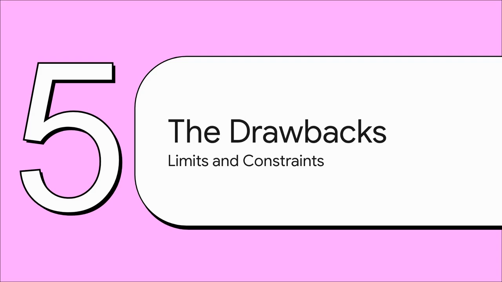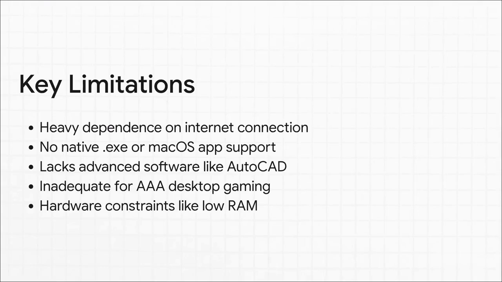Section 5, the drawbacks of chromeOS. Because, of course, no tool is perfectly suited for every single job. Let's pivot and look at the objective limitations of this OS. The biggest operational hurdle, hands down, is its heavy reliance on an active internet connection. While offline capabilities for web apps like Google Docs have vastly improved over the years, the system is still going to struggle if you're completely off the grid.